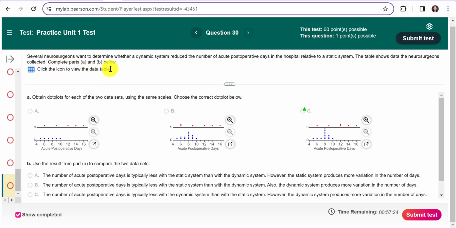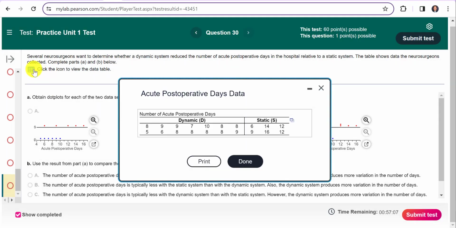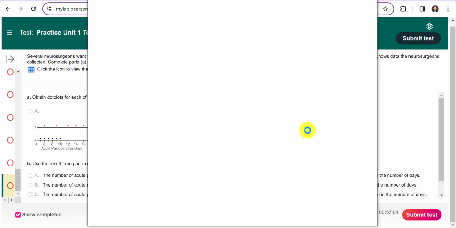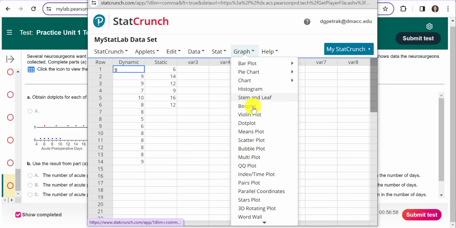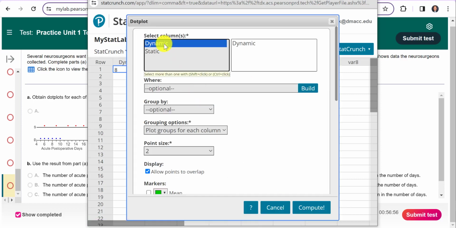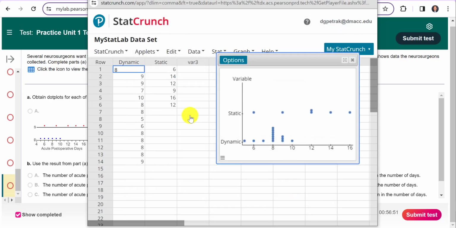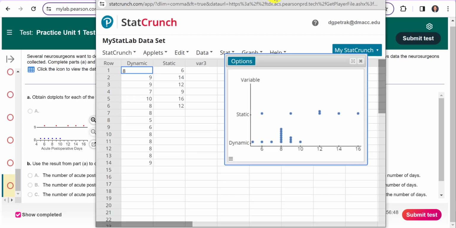And several neurosurgeons want to determine whether a dynamic system reduced the number of acute post-operative delays in the hospital compared to a static system. The table shows the data the neurosurgeons collected. So if you see the data, it wants us to do a dot plot, I think, of the two. So we open that, open StatCrunch. I think we can do a side-by-side dot plot here. Let's try that. Graph, Dot plot, and we pick both. Control-click on both, and hit compute. And there, it gives it side-by-side. And move that over a little bit.